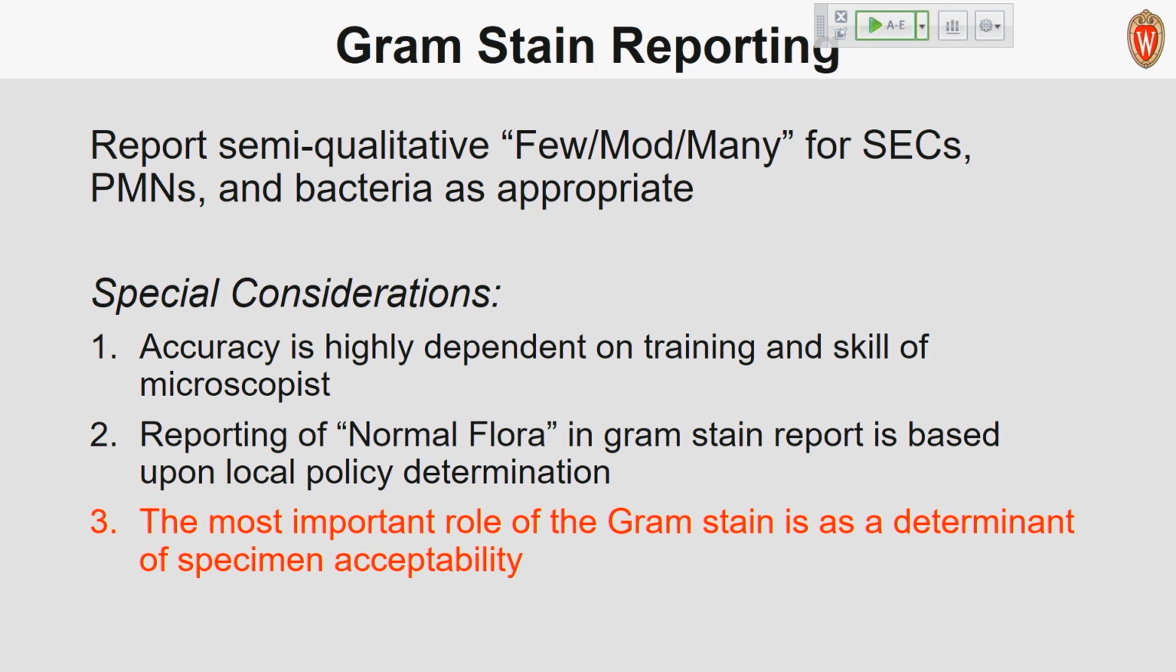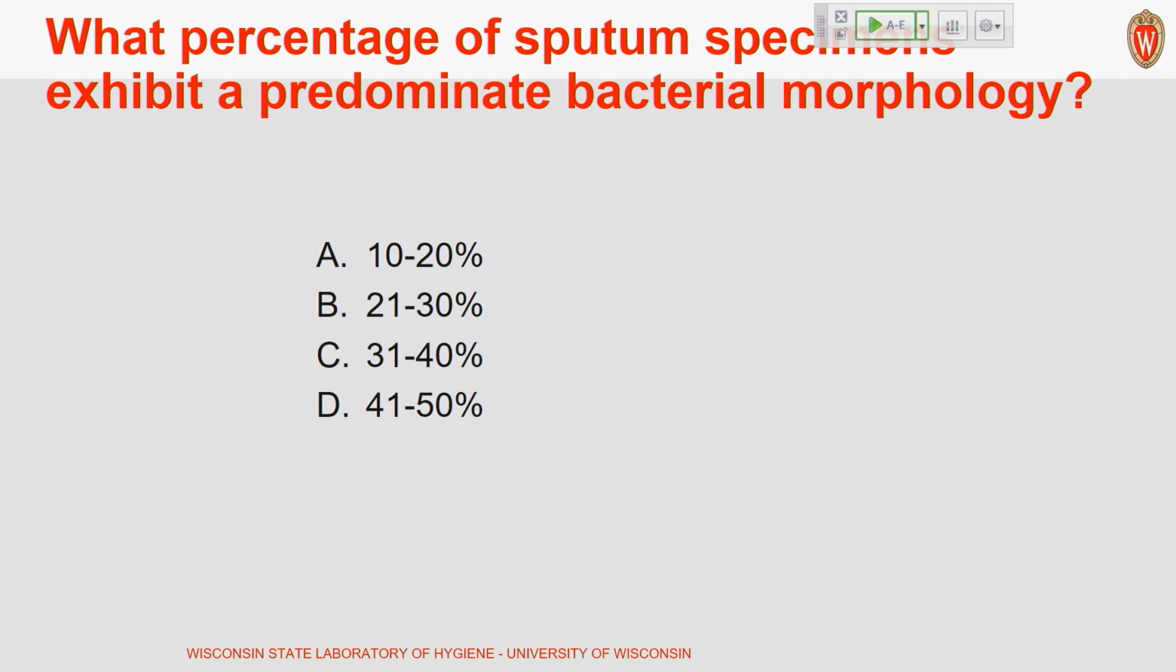So ultimately, the most important role of the Gram stain is as a determinant of specimen acceptability, right? And back to what Dr. Novicki said, the de facto motto of the laboratory is garbage in, garbage out. So, kind of an interesting question here: what percentage of sputum specimens exhibit a predominant bacterial morphology?